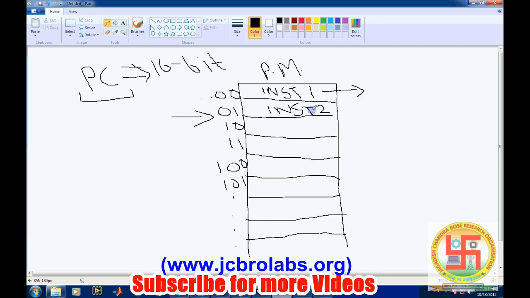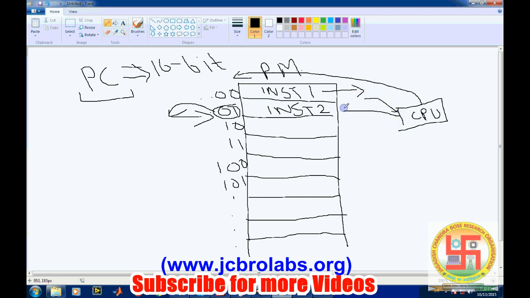Now after that, instruction two needs to be executed. The program counter stores the address of the next instruction to be executed. This is how the CPU works: it takes the address from the program counter, goes to that address, fetches the instruction, executes it, and performs the function as per the instruction. There are several other cases in which the program counter address needs to be changed, and we'll talk about them later. Right now you just need to understand what the program counter does. The program counter stores the next instruction to be fetched or executed by the CPU.